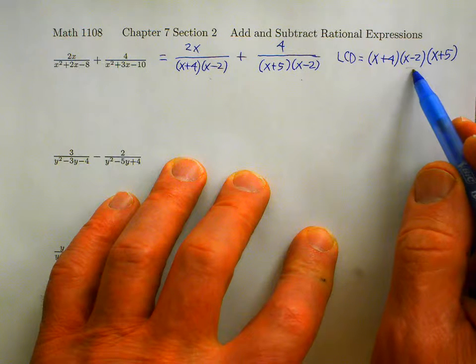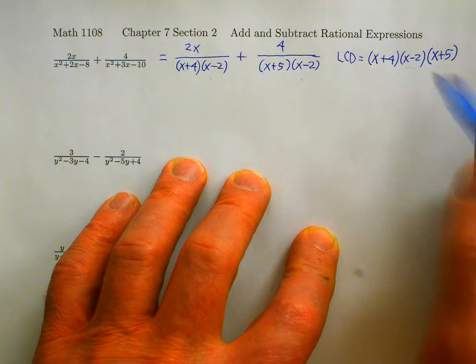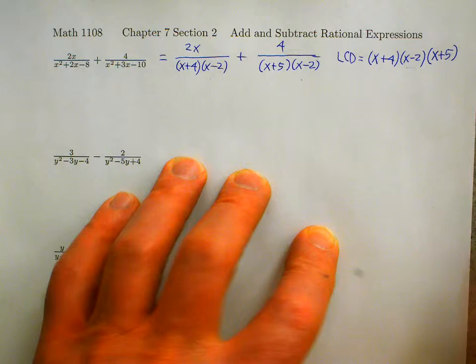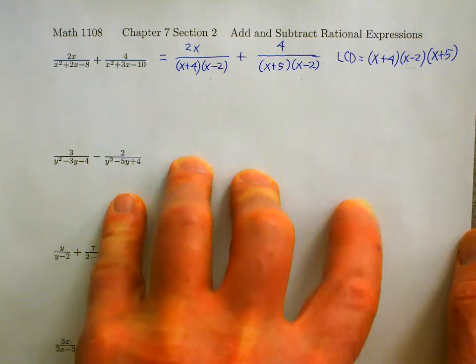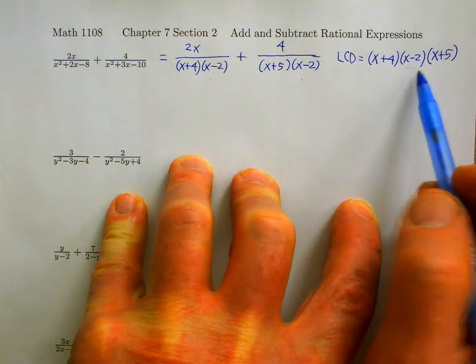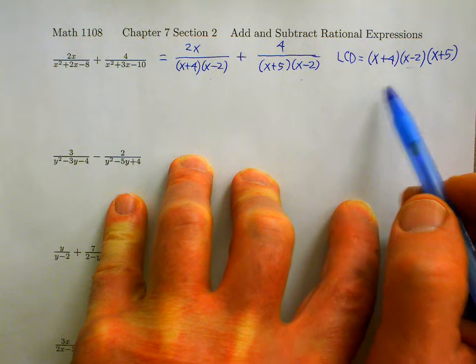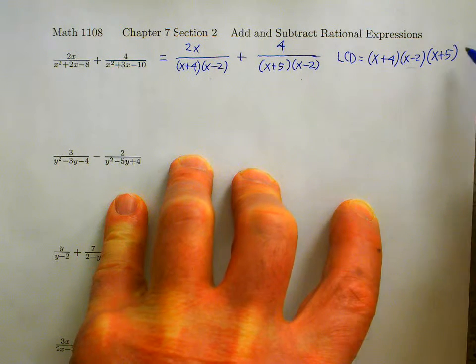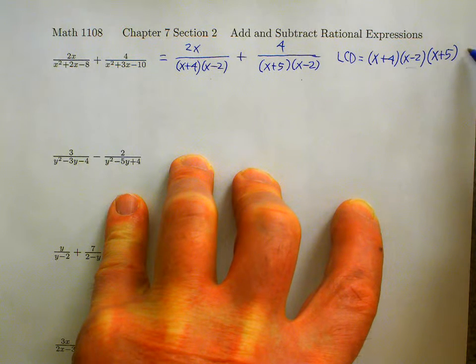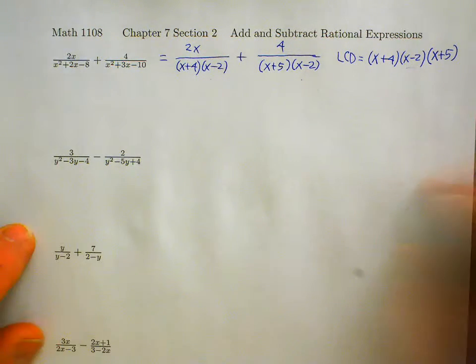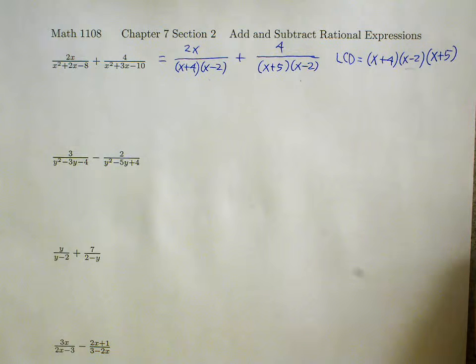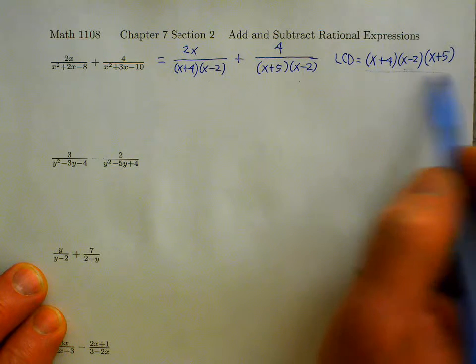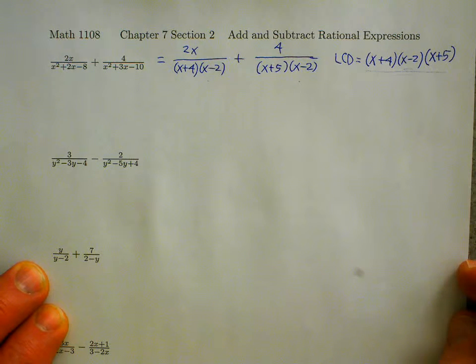So if we write down an additional factor of x minus 2, you can still make it work, but it's more work than you want to do. If you include an additional x minus 2 factor, it won't be the least common denominator. It'll be a common denominator, but not the least. And arithmetic is easier if you just use the least common multiple.